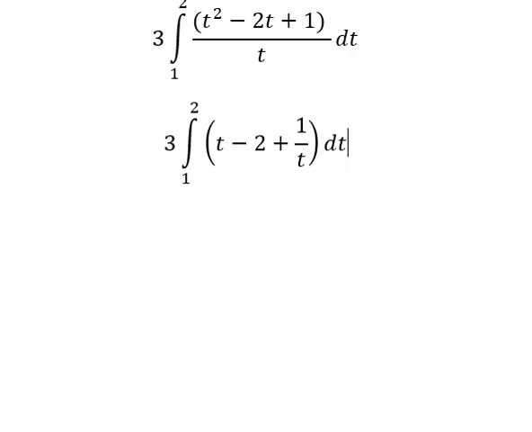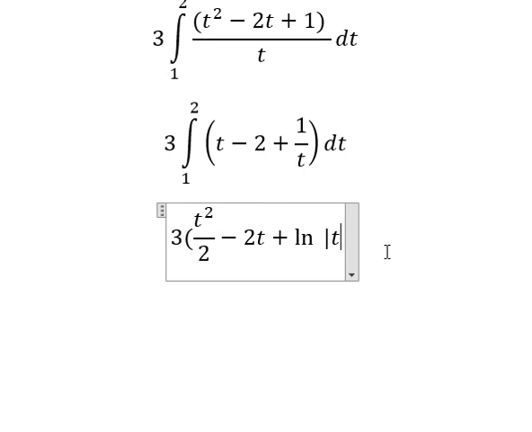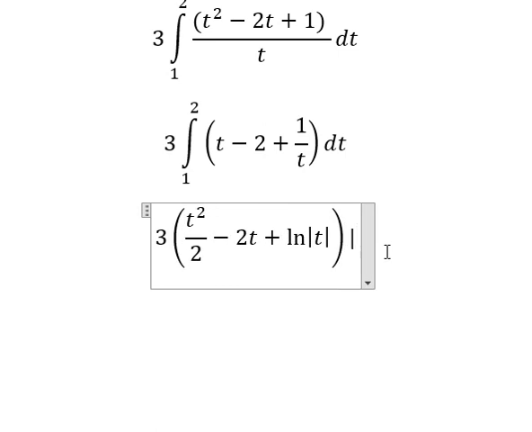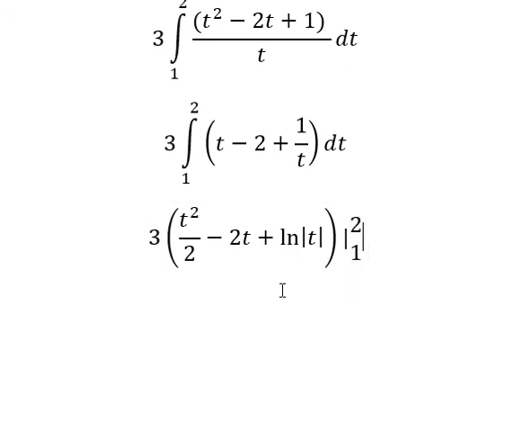And now we have the final answer. The integration of t, we have t squared over 2. This one we have 2t. This one we have ln of the absolute value of t. And later we put the bounds from 1 to 2.